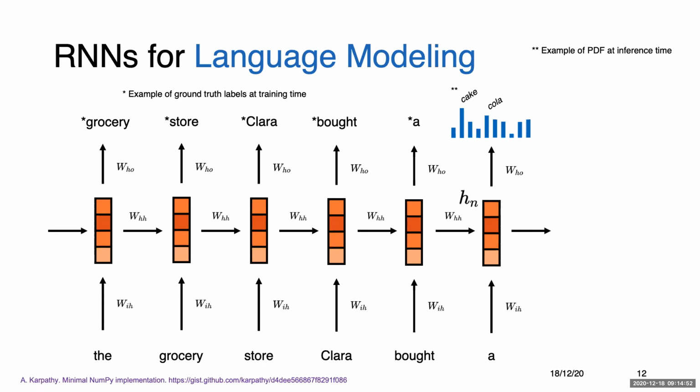So we hope that the hidden state here, HN, of the recurrent neural network is going to encode the context of the sentence. So it's going to produce, in that very step, a probability density function that lets words such as cake or cola prevail over others. And so this is the general overview of the task of language modeling. Of course, you can do this also with characters and so on.